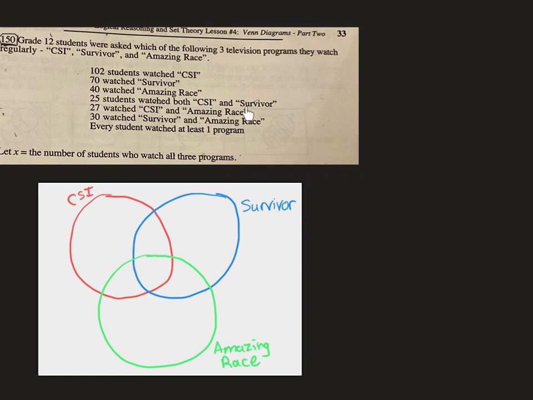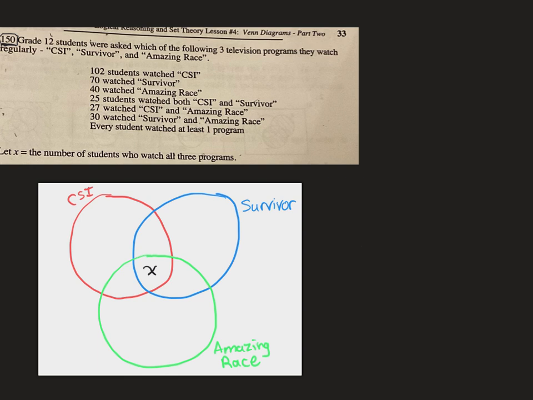25 watched both CSI and Survivor, which would be these 2 regions. It would be the overlap of the blue and red circles, so these 2 regions. And again, we can't put that on there because it's 2 different regions. So let's see what they're asking for. I actually cut off the question, but they're asking how many students watched all 3 programs, and that would be our X value. So we're going to put that right in the middle here. That's X. They watched all 3, and that's what we're trying to solve for.